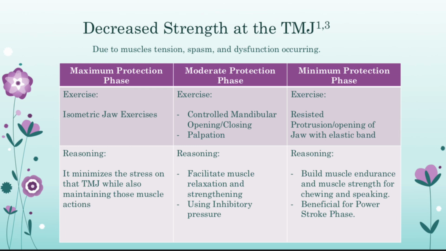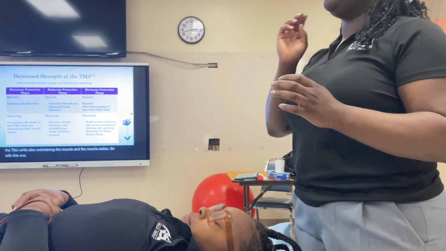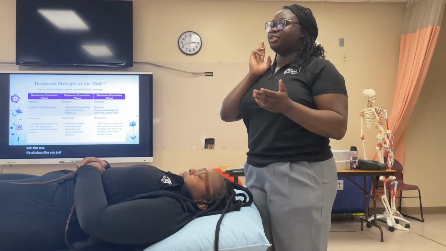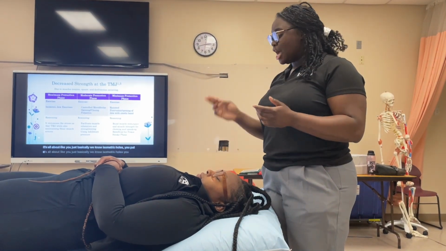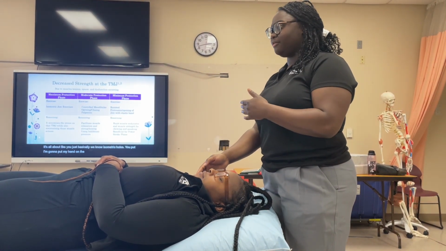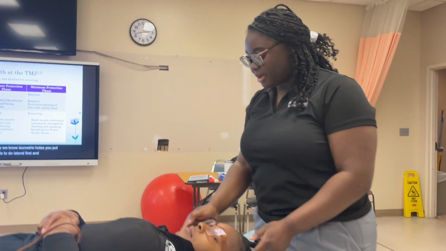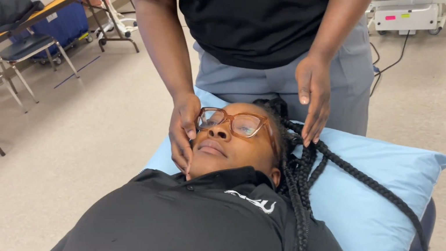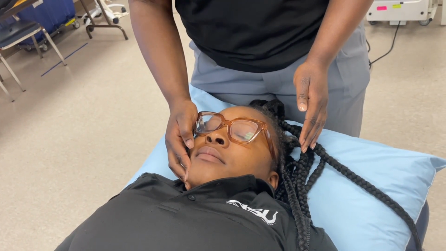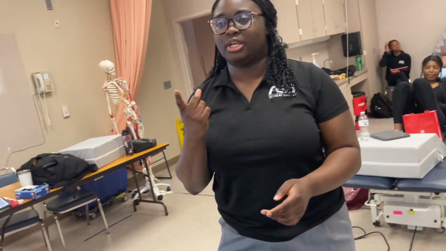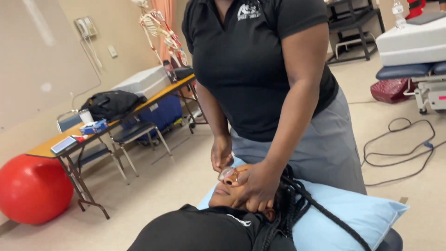So the first exercise we're gonna do is the isometric jaw exercise, which minimizes the stress on the TMJ while also maintaining the muscle and the muscle action. We know isometric holds. I'm gonna put my hand on the side to do lateral first, and I want you to press your bottom jaw only into my finger. The book said when you're starting out, only use like one finger weight. And then the other side.